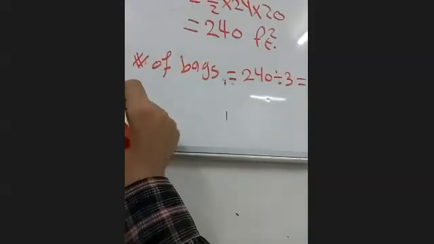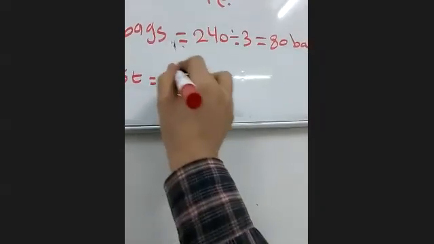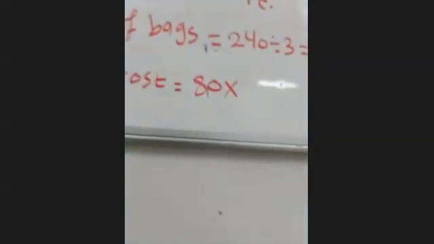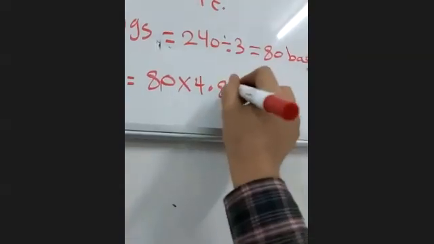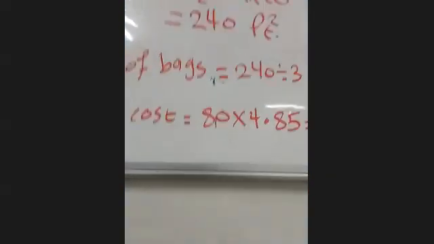But each bag costs $4.85. So the total cost of this yard will be 80, the number of bags, multiply the cost of each bag, $4.85. Let's see the total cost now. I'll use my calculator. Just give me a second. 80 multiply 4.85 equals 388. Dollars, right?